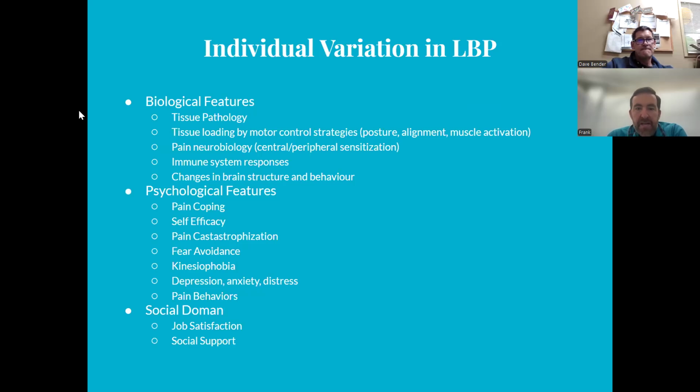So before I mentioned that individual variation in low back pain, this goes through a whole list of all the different things. Some people might be all biological, some people are going to be all psychological. Most of us, though, are probably going to be a mixture of all three of those. We all have social, psychological, and biological features that are playing a part. The biological features is certainly our domain of expertise. We want to be able to have strategies to work with the psychological and the social domains.